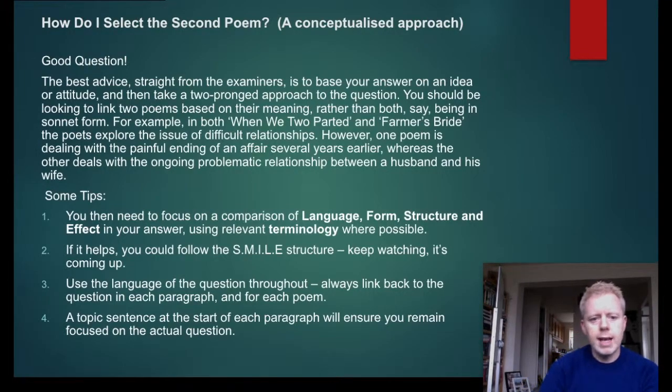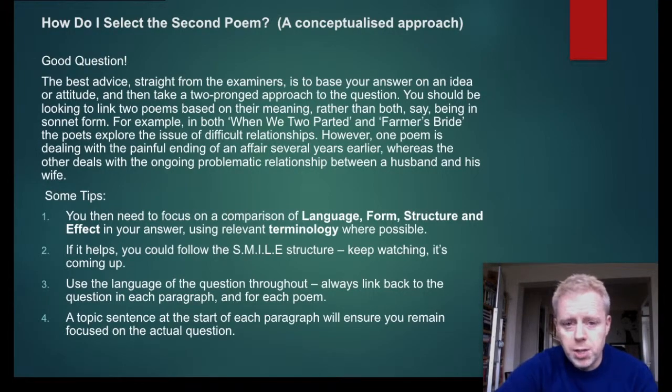Okay, so how do I select the second poem? Well, the answer is a conceptualised approach. The best advice from the examiners is to base your answer on an idea or attitude and then take a two-pronged approach to the question.